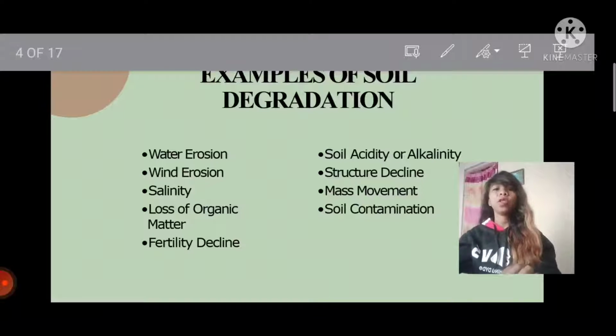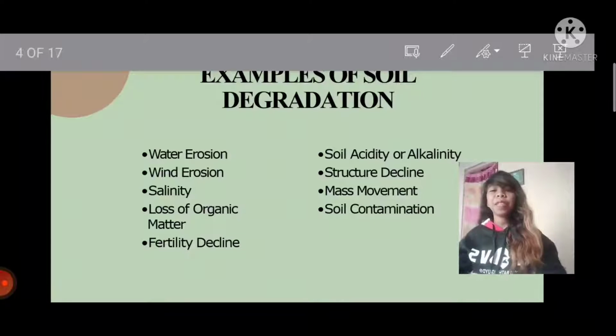So let's proceed to structure decline. So what is structure decline? Okay. Structure decline is similar to fertility decline. So let's move to mass movement and soil contamination. So, what is mass movement? Mass movement is a movement of rock or soil down slopes under the force of gravity.